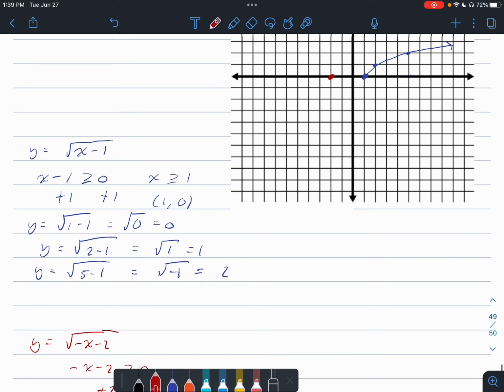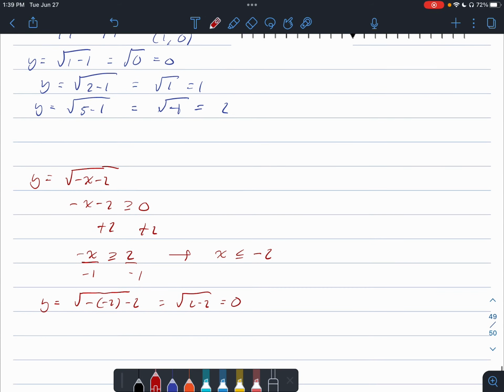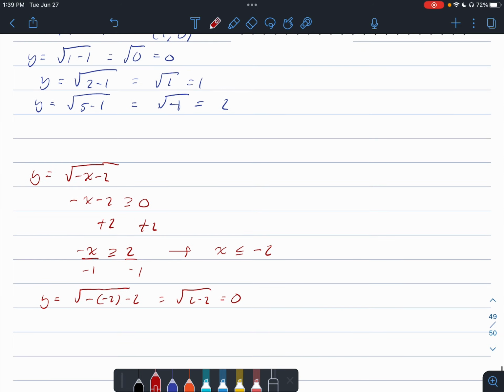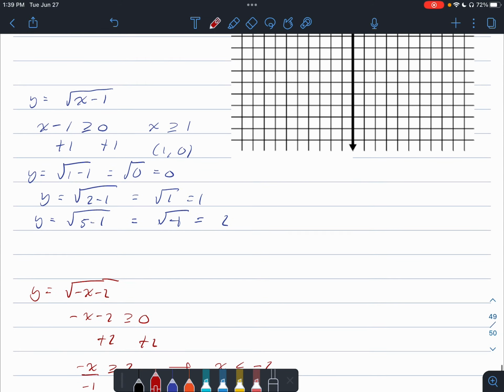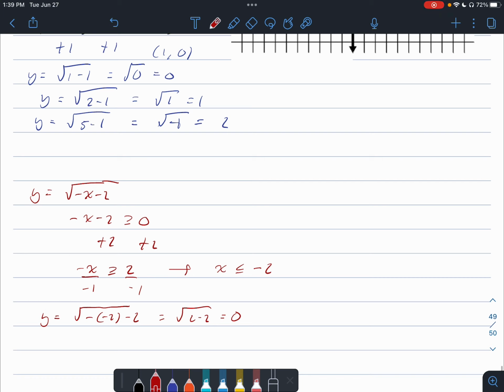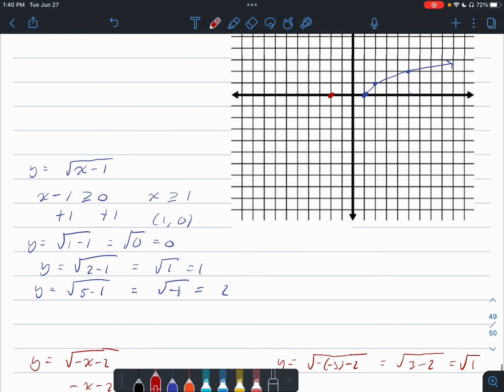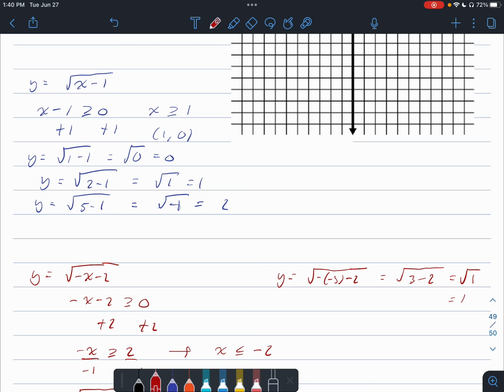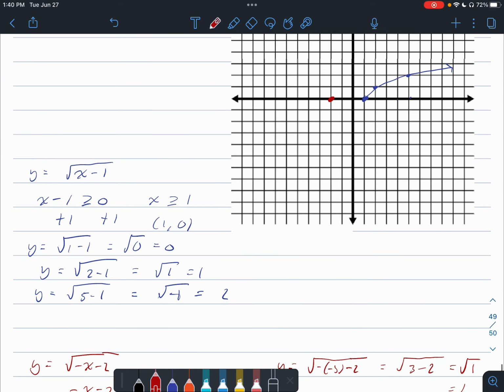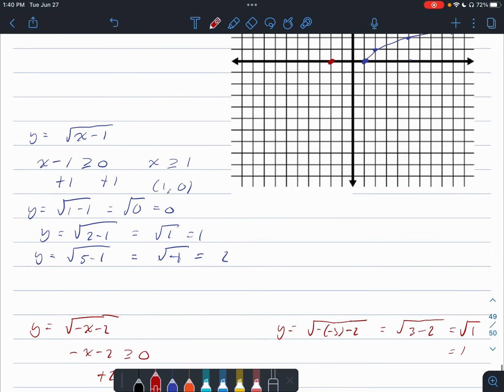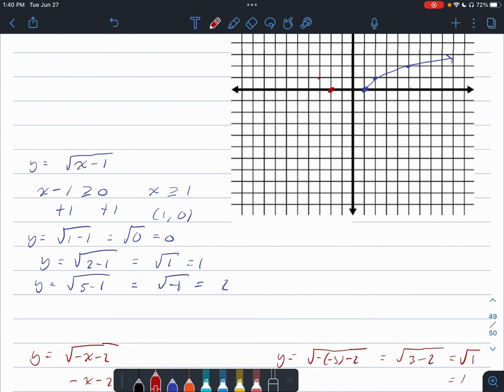Okay? So now let's go ahead and plug in. Remember, we're only considering points to the left of -2. So let's plug in -3. So we'll have y equals the square root of -(-3) minus 2, or we get the square root of 3 minus 2, or the square root of 1, which is just 1. So at -3, we get 1. It's going to look like that.